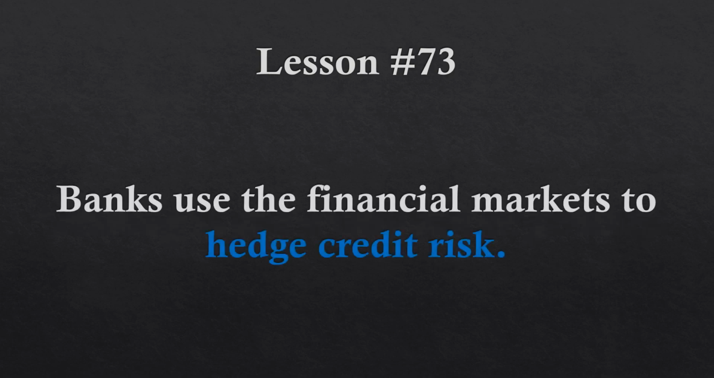Lesson number 73. Banks use the financial market to hedge credit risk. The main way banks make money is by providing credit. However, there is a huge risk associated with that. For this reason, banks will try to mitigate some of this risk by engaging in the derivatives market. That's the main way banks use the financial markets. Not exactly to profit, but to hedge their main source of income. Stop trying to come up with conspiracy theories about how banks are after the positions of retail traders.